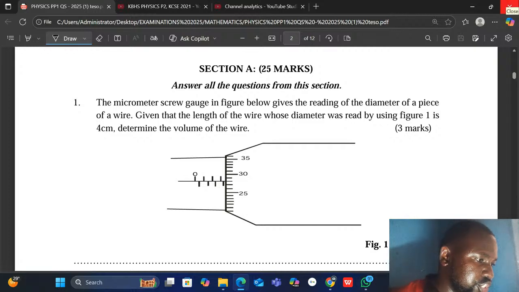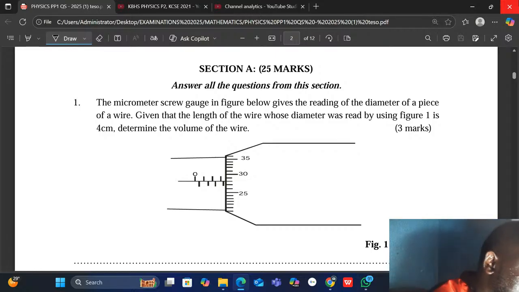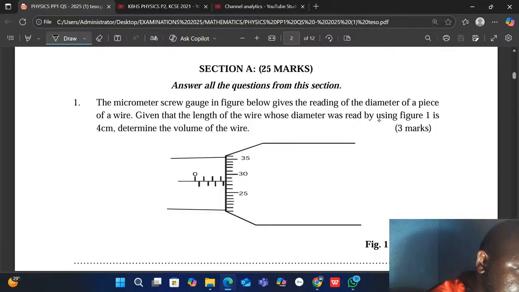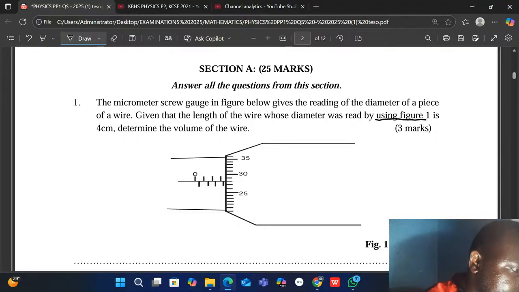the micrometer screw gauge in the figure below gives the reading of the diameter of a piece of wire. Given that the length of the wire whose diameter was read using this micrometer screw gauge here is 4 centimeters, then you are asked, determine the volume of the wire. So you are told that the length was 4 centimeters.